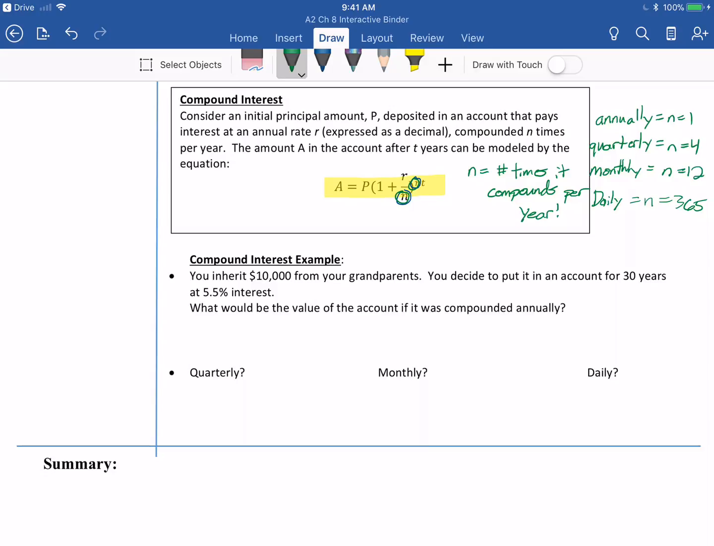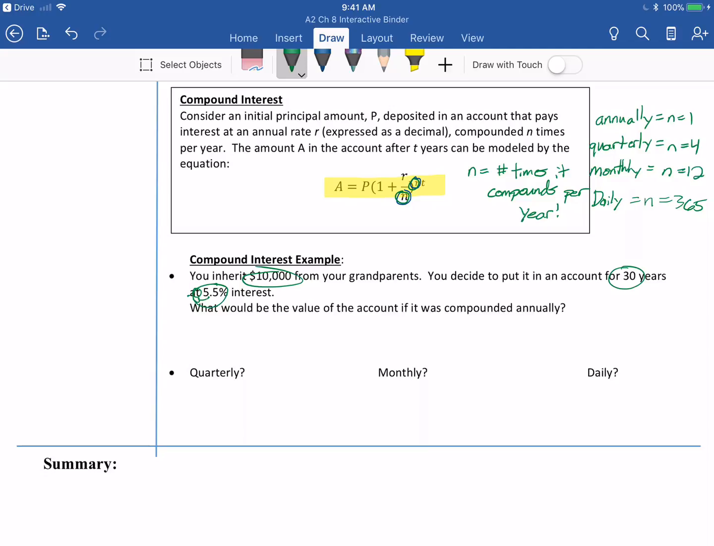All right, so here we go. It says, hey, you inherit $10,000 from your grandparents. Ooh, that's nice of your grandparents. You decide to put that in an account for 30 years. That's good for you. And it has an interest rate of 0.055. What would the value of that account be if it compounded annually?